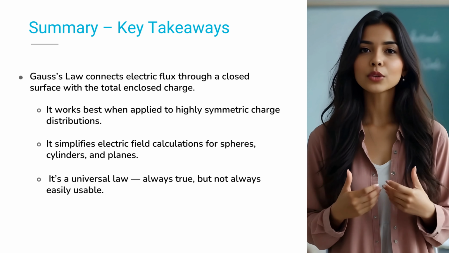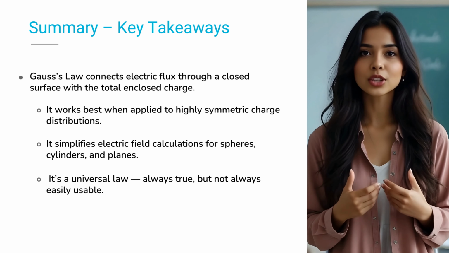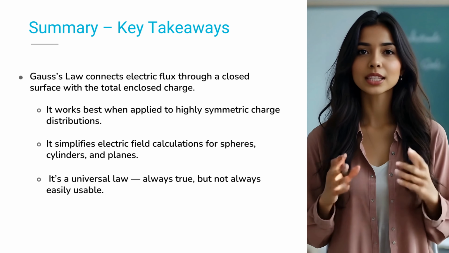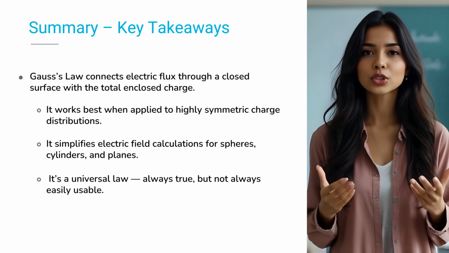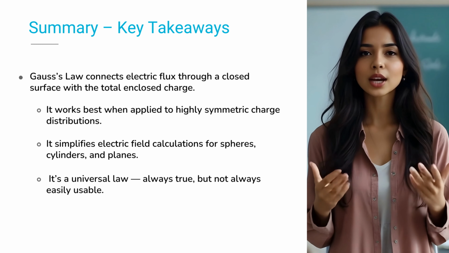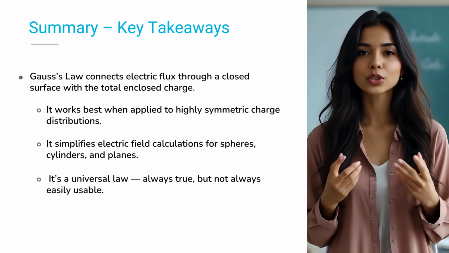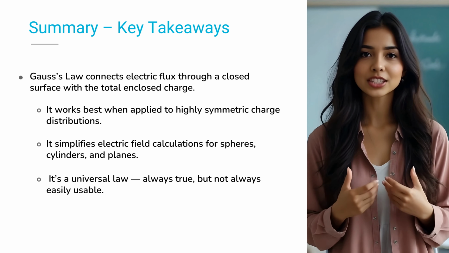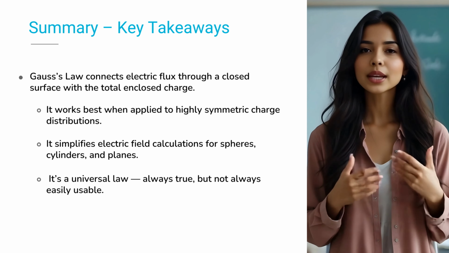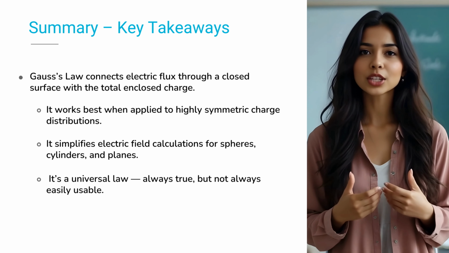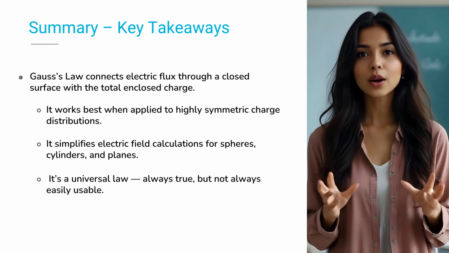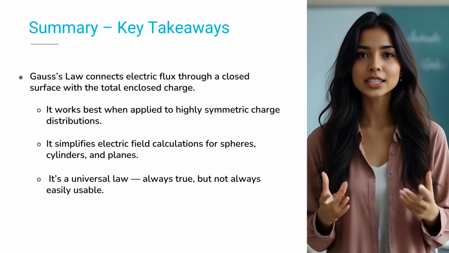Let's recap what we've learned. Gauss's law connects electric flux through a closed surface with the total enclosed charge. It is mathematically phi E equals the closed surface integral of E dot dA equals Q enclosed divided by epsilon naught. It works best when applied to highly symmetric charge distributions. It simplifies electric field calculations for spheres, cylinders, and planes. It's a universal law, always true, but not always easily usable.